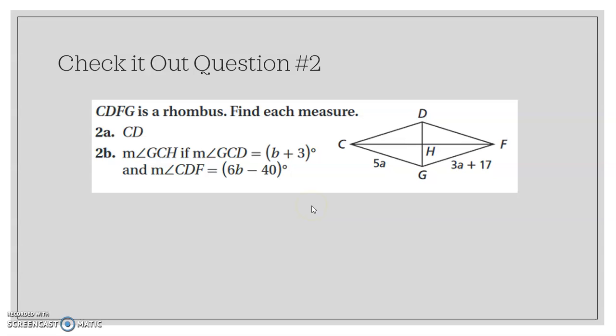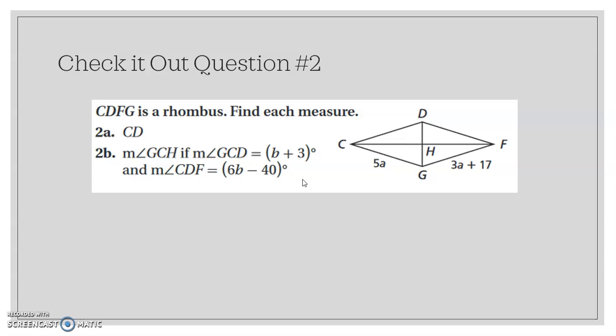Now in part B, this one was much trickier. They gave you this whole angle. The big angle here is b plus 3, and the big angle up here is 6b minus 40. Now remember, a rhombus has all of the properties of a parallelogram. So these two angles, the two angles there, are supplementary. So you add these two expressions together, and it's going to equal 180 degrees. Now when you add them, you get 7b minus 37 equals 180.